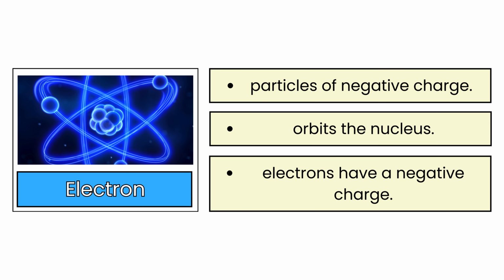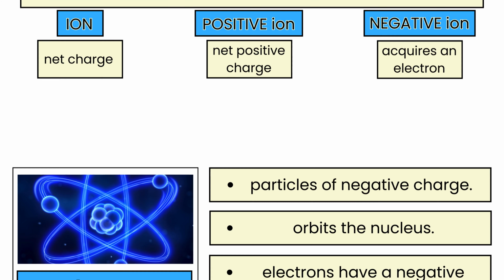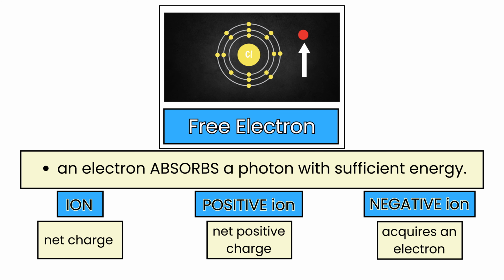Electron, the basic particles of negative charge. Think of an electron as a tiny particle that orbits the nucleus of an atom. Electrons have a negative charge and are crucial in creating electricity. A free electron is created when an electron absorbs a photon with enough energy to break free from its atom.